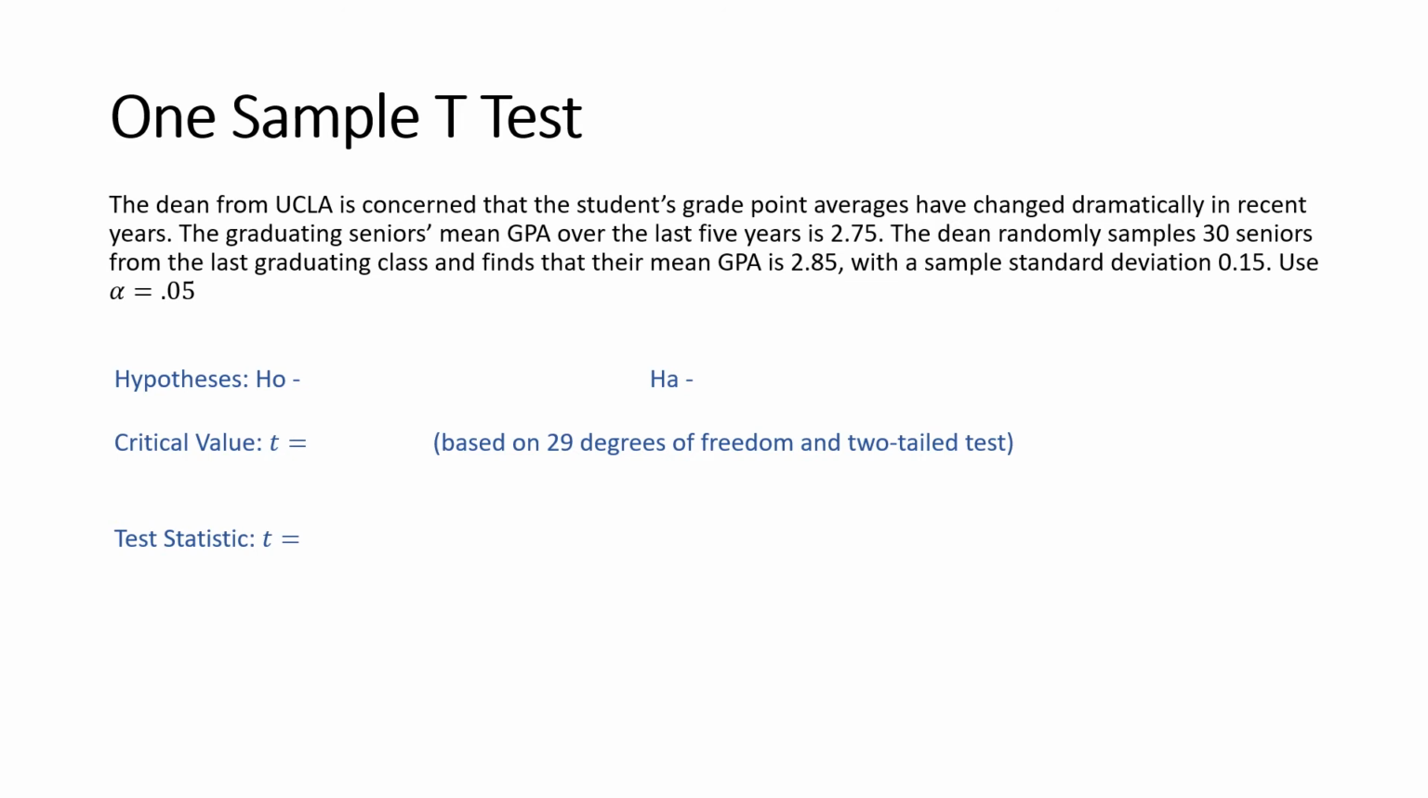So over the last 5 years, the mean has been 2.75. So you're going to assume that it's the same now as it has been. But the dean is concerned that the GPAs have changed dramatically. So what we're trying to prove here is that the mean is different than it used to be, so that it's not equal to 2.75. Okay, so we're going to run this test.